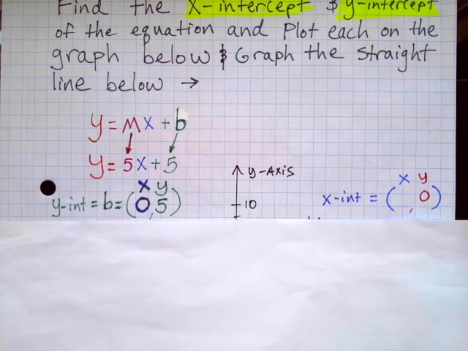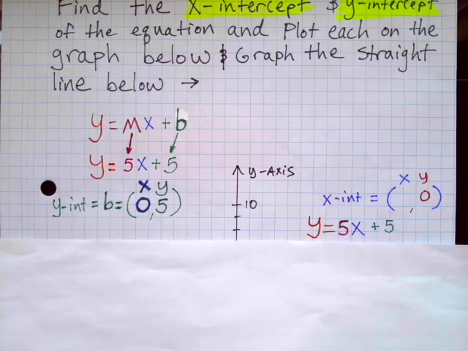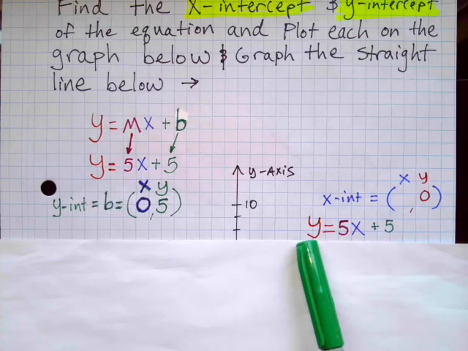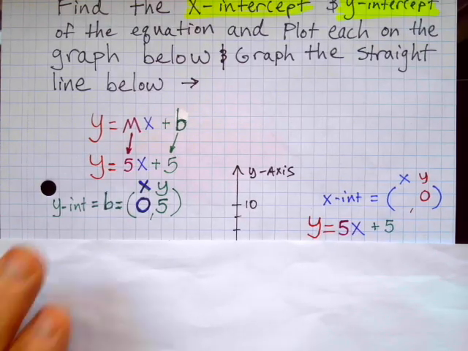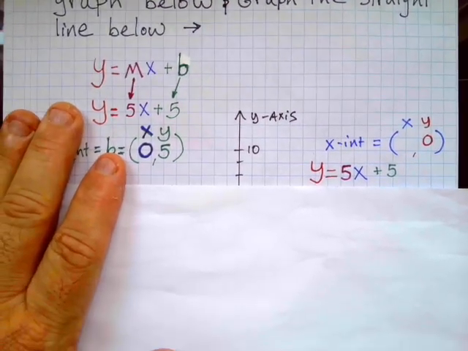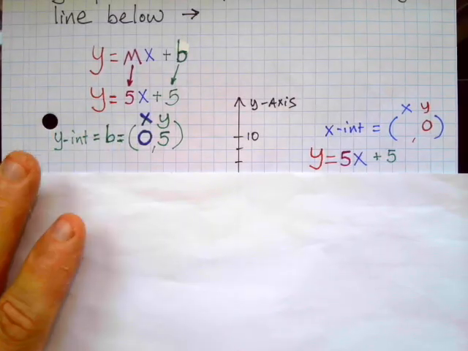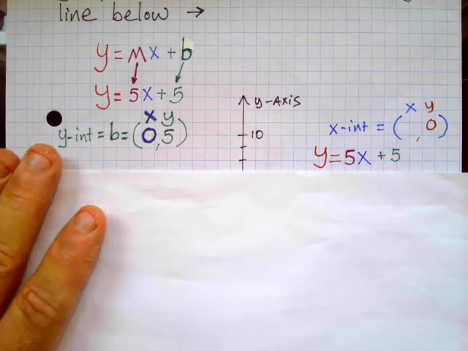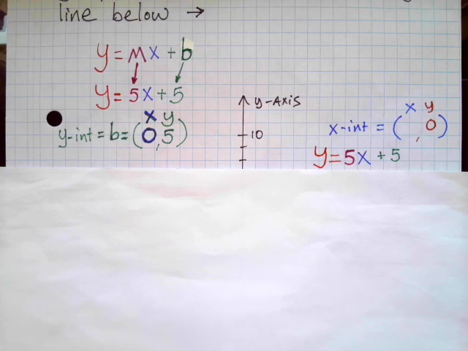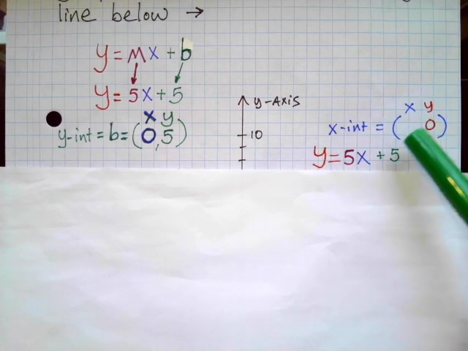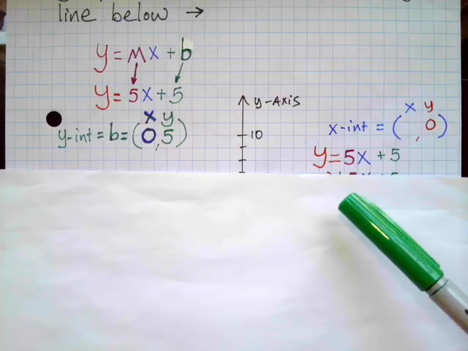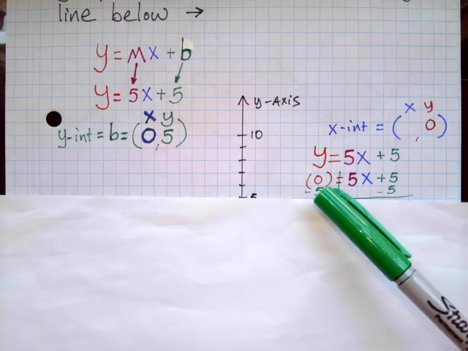So let's go ahead and take a look. What does that look like? We have, again, that equation, y equals 5x plus 5, right? I'm going to move this up a little bit more. Excuse me, I apologize if I took away anybody's focus there. So y equals 5x plus 5. I'm going to substitute 0 for y, and I'm showing you that here in this step.